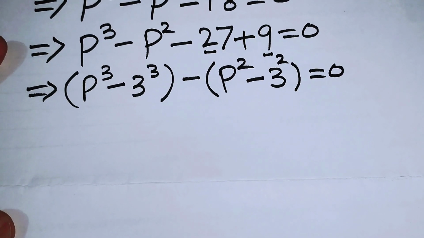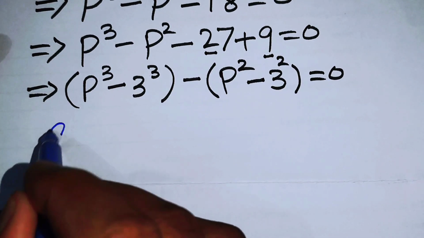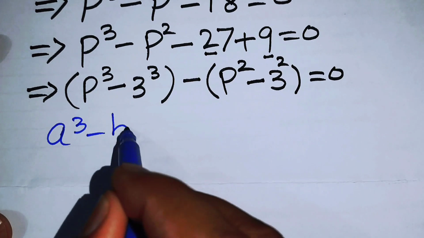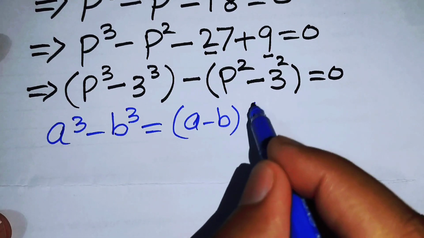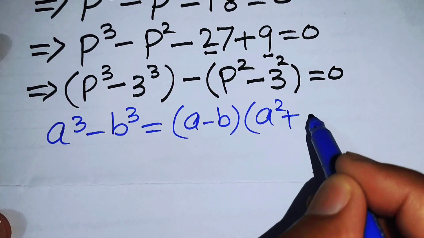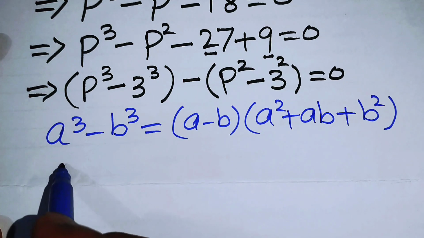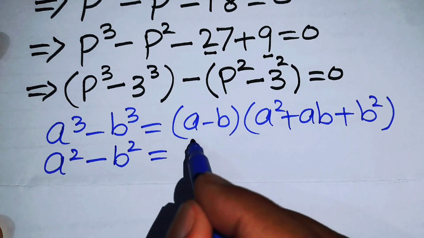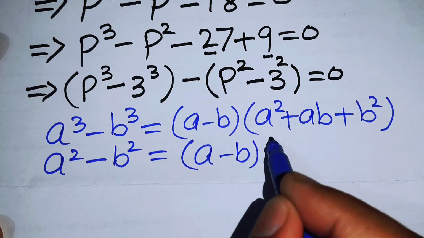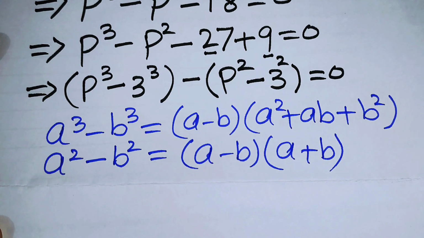After that we will apply the nice square and cubic formulas. The cube formula is, if you have a cube minus b cube, it is equal to a minus b times of a square plus ab plus b square. And similarly you have the square formula, which is a square minus b square is equal to a minus b times of a plus b. So now we will use these two formulas.